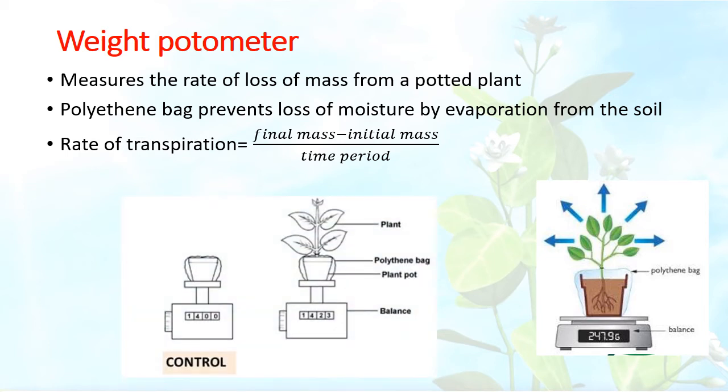Okay. You can see that control. When we are measuring the rate of transpiration by using that weight potometer, we can use a control. Control means without the tested factor. The tested factor is the plant for transpiration. So we can set up a control without a plant. So by using this control, we can exactly tell that the loss of mass is due to loss of water from plant leaves.